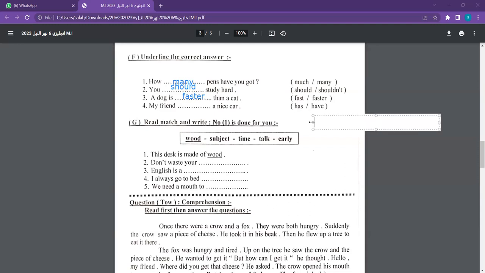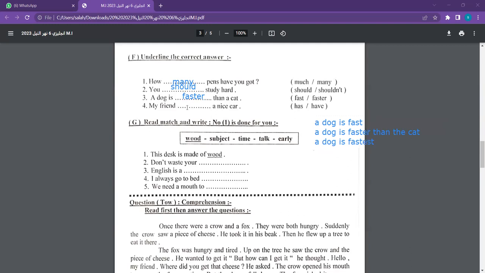Okay. This sentence, like what, Ruba? I can say a dog is fast if I want to speak about the dog alone. But if I want to make a comparison between the dog and the cat, I will say a dog is faster than the cat. Why? Because I have a comparison between two things. The dog alone is fast, but the dog is faster than the cat. If I have a comparison between all animals, I will say a dog is fastest, the fastest one.